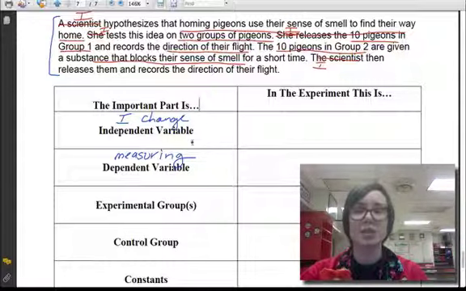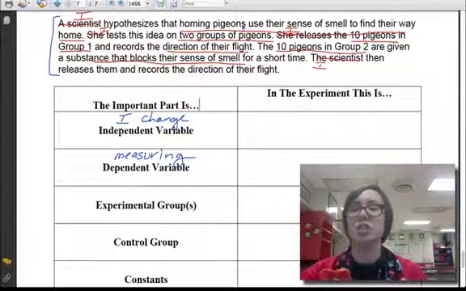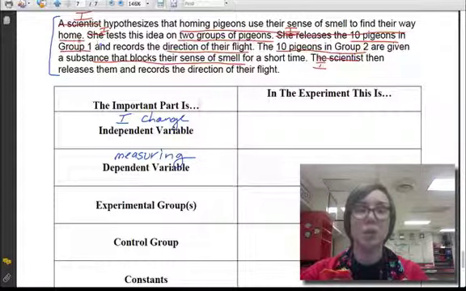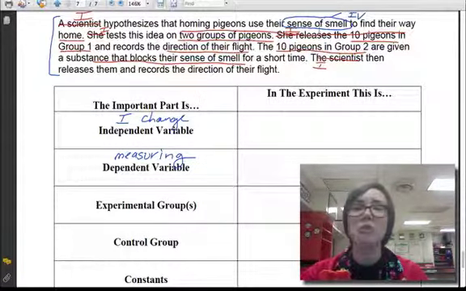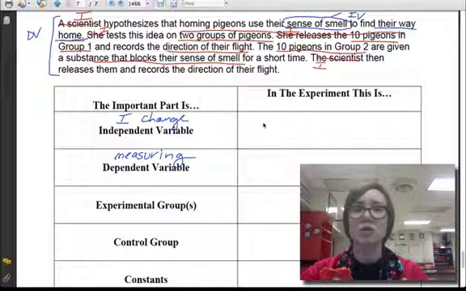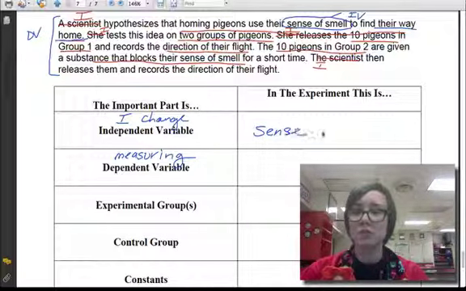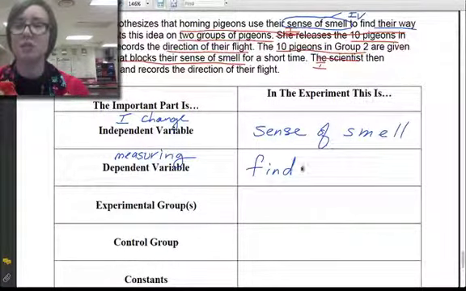So let's see if we can find these 2. In class, we told you that you can always find the IV and the DV in the first sentence. So let's look at the first sentence again. It says, I hypothesize that homing pigeons use their sense of smell to find their way home. So what I'm going to be doing is I'm going to be manipulating the sense of smell. So I already know that this is my IV. What am I then going to measure once I manipulate their sense of smell? I'm going to see if they can find their way home. So finding their way home is going to be my DV. So now all I have to do is write that down in here. So my independent variable is going to be sense of smell. My dependent variable is whether or not they can find their way home.